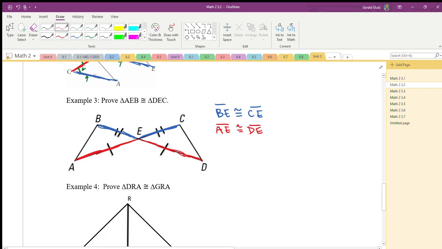Now, maybe some of you are thinking, well, I don't know what to do now because they just gave me two sides. Well, remember, whenever we have two lines crossing each other, so we got a line here and a line here, the two angles on the opposite side of crossing lines are called vertical angles. So those two angles have to be congruent because of vertical angles. So I know that angle BEA is congruent to angle CED.